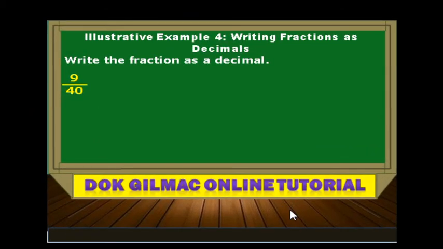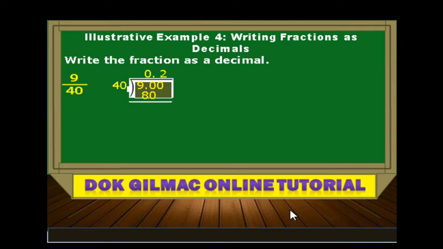Now, let's have illustrative example number 4. Given the fraction 9 over 40, write the fraction as a decimal. Let's divide 9 over 40. 9 cannot be divided by 40, so we have 0. Then we have 90 divided by 40 is 2. 2 times 40 is 80, I should say.